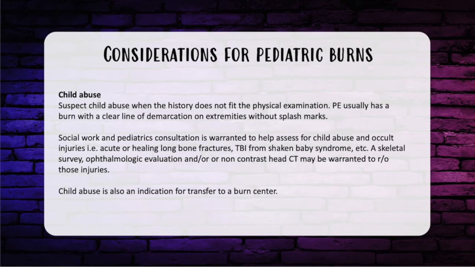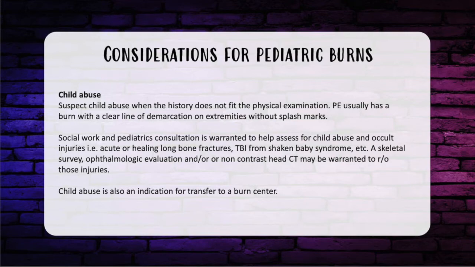When dealing with pediatric burn patients, it's extremely important to think about child abuse and whether or not the patient sustained child abuse, and also if the patient is at risk for subsequent abuse at home with the same parents or guardian. When you suspect child abuse, you have to really pay attention to the history and see if it fits the physical examination. In terms of physical exam, usually the patient will have a burn with a clear line of demarcation on the extremities without splash marks. It could also be the buttock area.